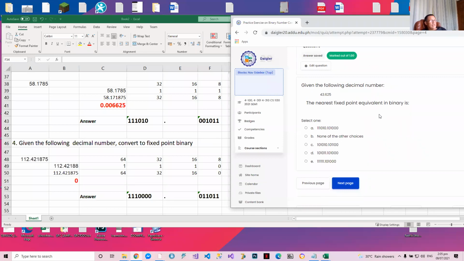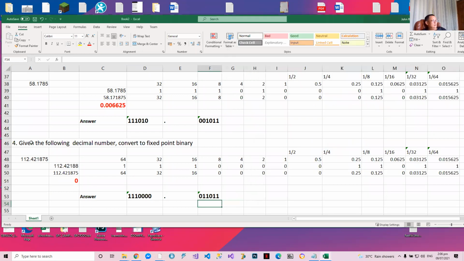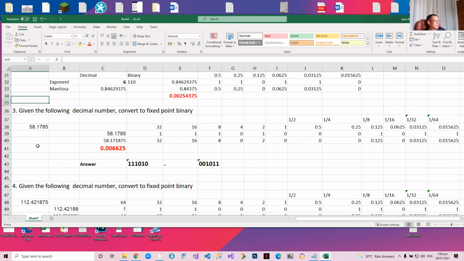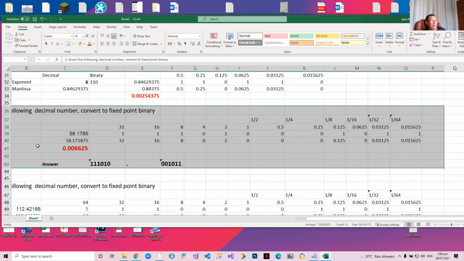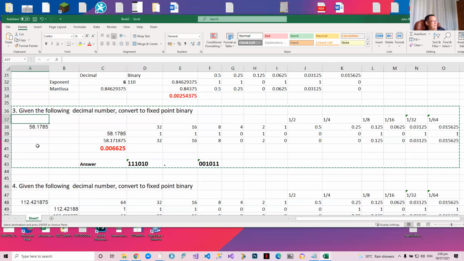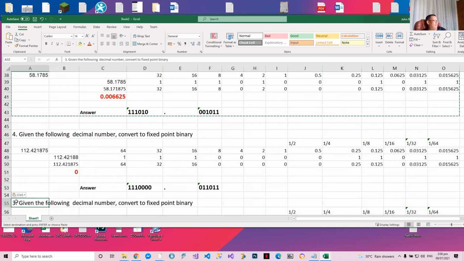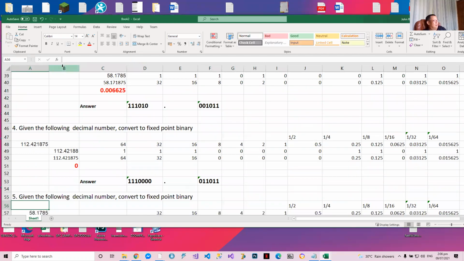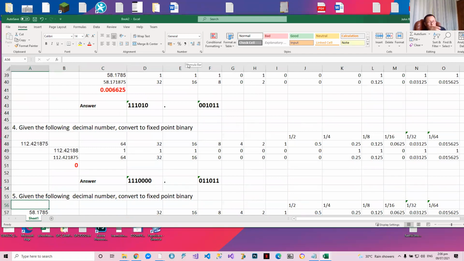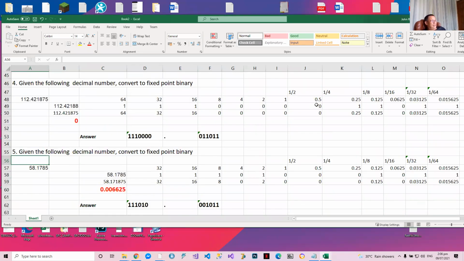Number 5. Nearest fixed point equivalent of 43.625. Okay. 43.625. So we can copy. Now, we can copy this, but it's better to copy number 3 because it's only 46. Right? You get my point? So we have a ready formula. So this is now number 5. It's okay to copy and paste as long as you are sure of the formula, okay? What's important is the construction of the formula. The given is the same anyway.